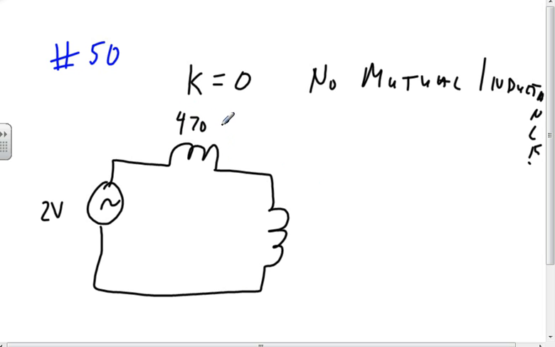470 microhenry, 9 volts. Now, is that possible? Is it possible to have 2 volts on the source and 9 volts across one of the inductors? Is that possible? Well, yes, it is. Now, how is that possible?